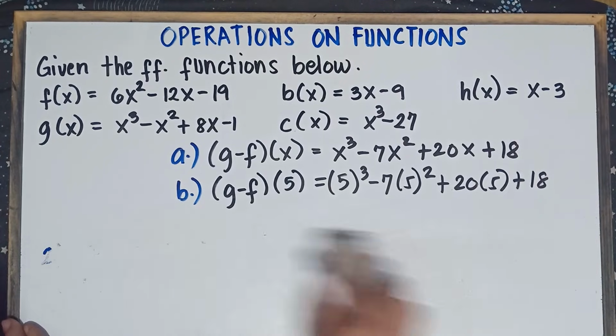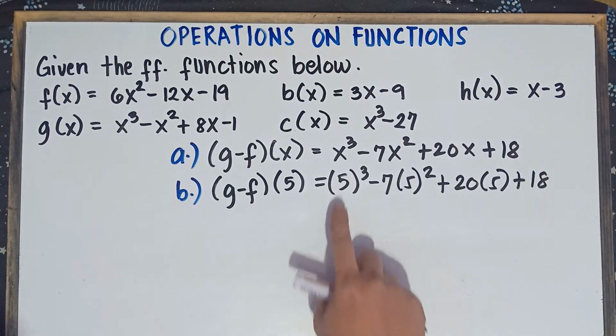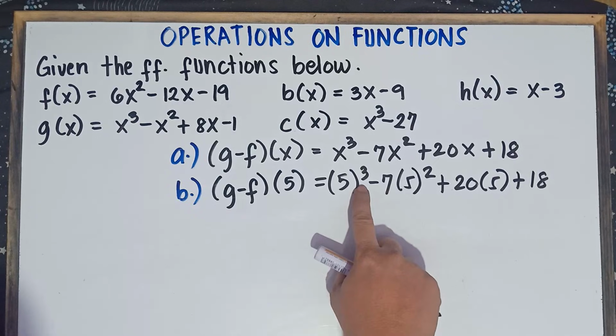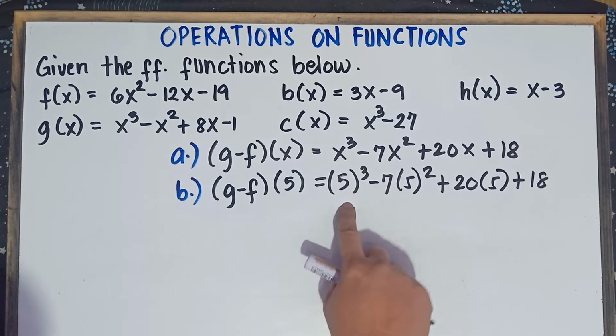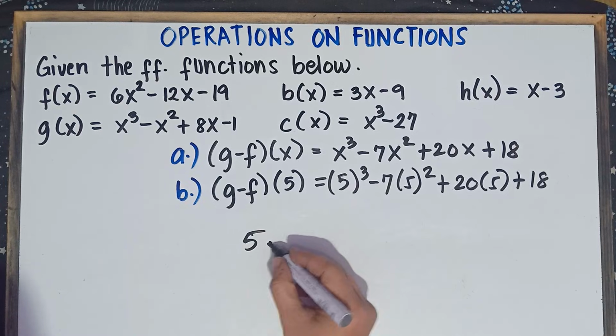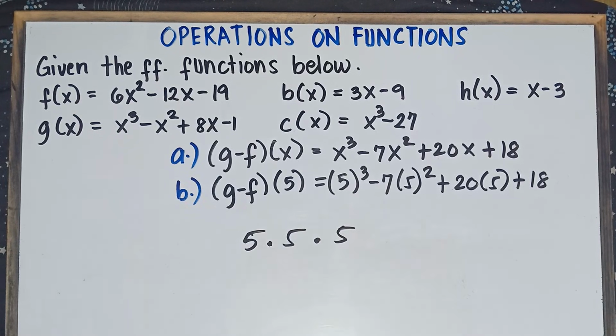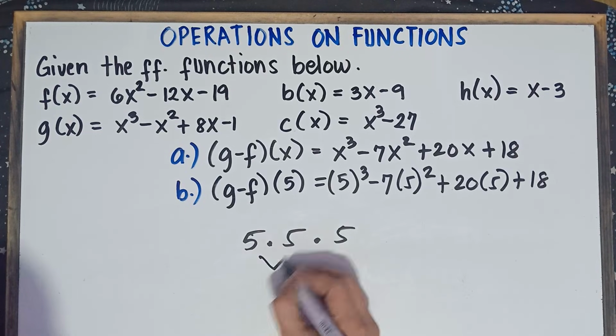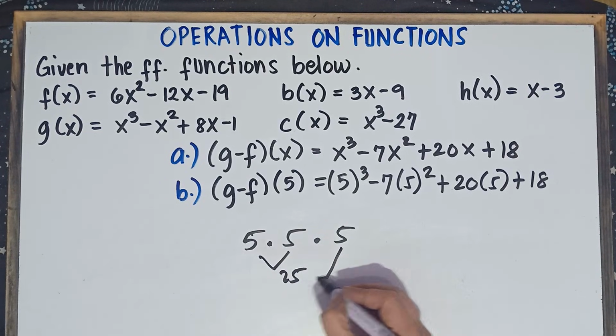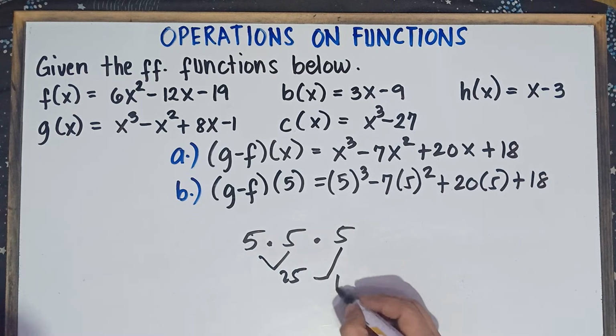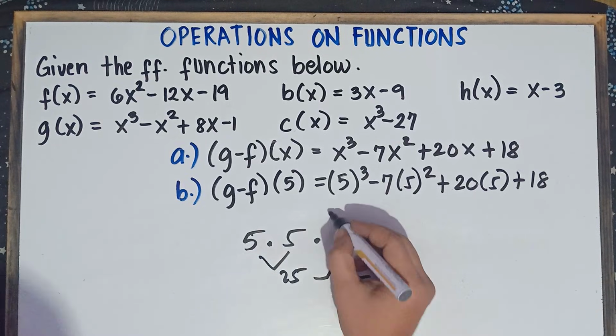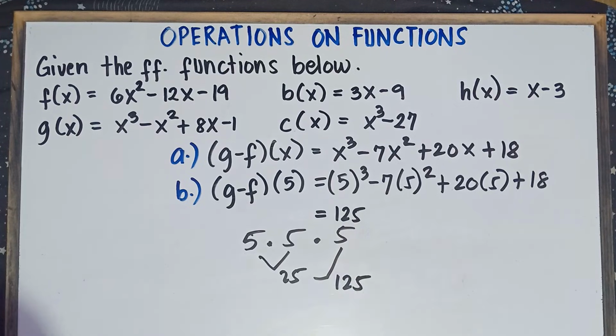We don't have enough space, class. 5 quantity raised to the power of 3 means you multiply 5 by itself thrice. So that would be 5 times 5 times 5. 5 times 5 is 25, and then 25 times 5 would be 125. So this will be 125.